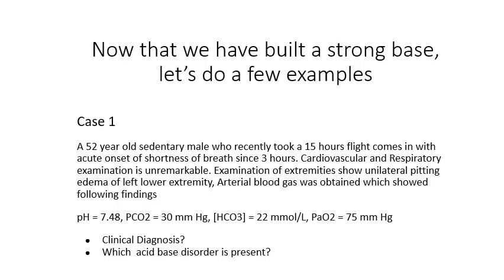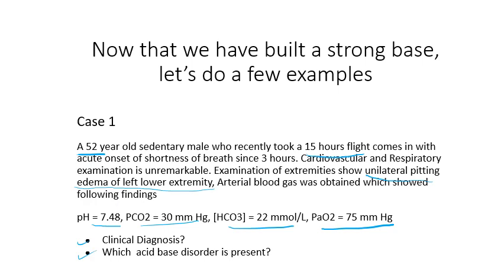Now that we have built a strong base, let's do a few examples. In this case, we have a 52-year-old sedentary male who took a 15 hours flight, coming in with acute onset of shortness of breath. Cardiovascular and respiratory examinations are pretty much normal. Examination of extremities show unilateral pitting edema of the left lower limb, and arterial blood gas shows pH of 7.48, PCO2 of 30, bicarb of 22, and partial pressure of oxygen of 75. So what is the clinical diagnosis and which acid-base disorder is present?